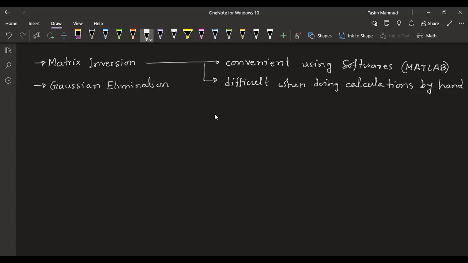As we are focusing on MATLAB, we have a simulation tool with us. That's why we are going to learn about matrix inversion, and then we will see Gaussian elimination. Gaussian elimination is easy for both of the cases. It is easy using MATLAB, since we will provide the code, and it is also easy if we have to perform the calculations by hand.